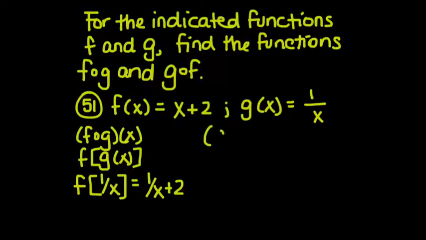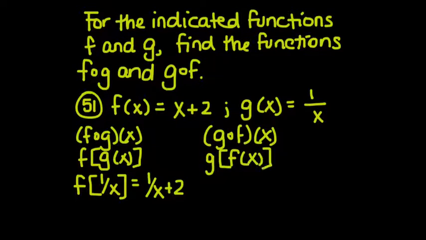To find the composition g of f of x, that means finding g of f of x, which is g of the quantity x plus 2. Since my function g is 1 over x, I'll plug in the x plus 2 for the x, so I have 1 over x plus 2.